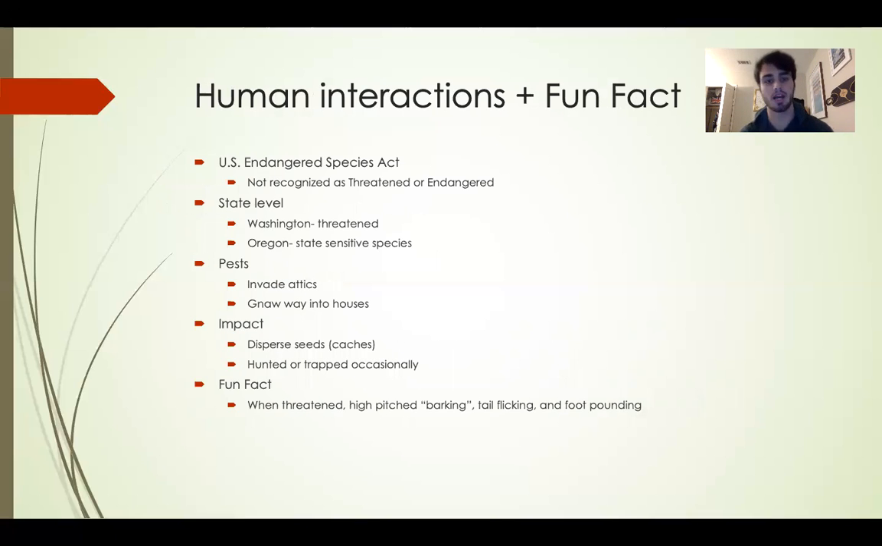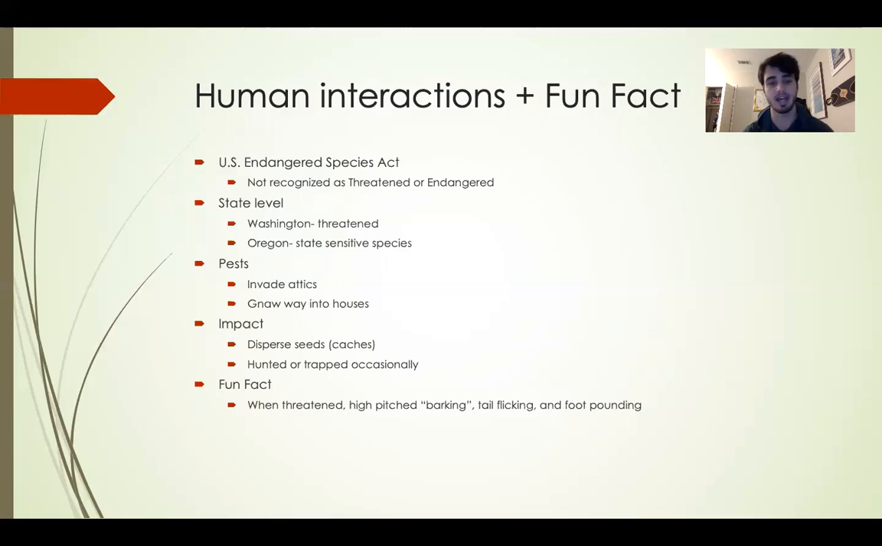Finally, just to wrap this presentation up, getting into some of the human interactions with these guys, as well as a fun fact. The U.S. Endangered Species Act does not recognize this species, Sciurus griseus, as threatened or endangered. However, at a state level, the state of Washington does recognize this species as threatened. Oregon also states that they are a state-sensitive species.